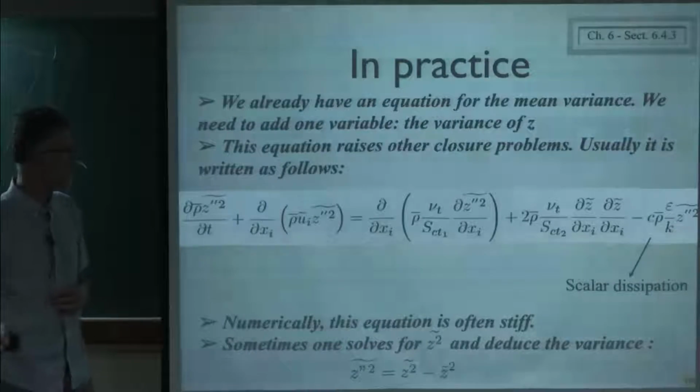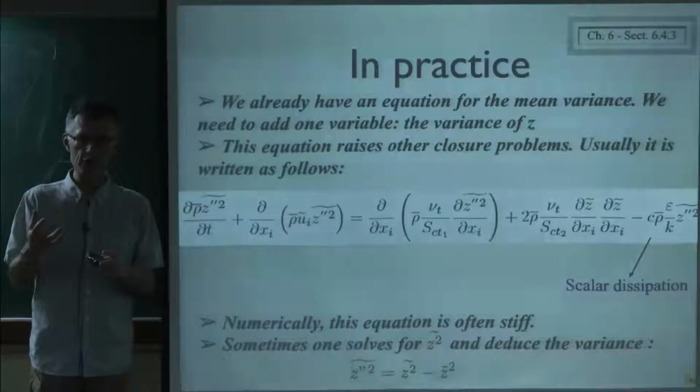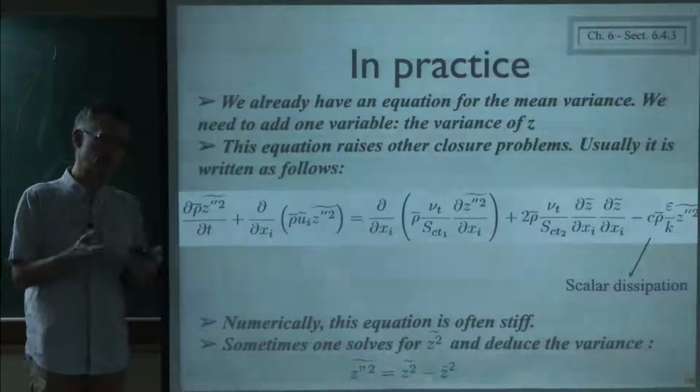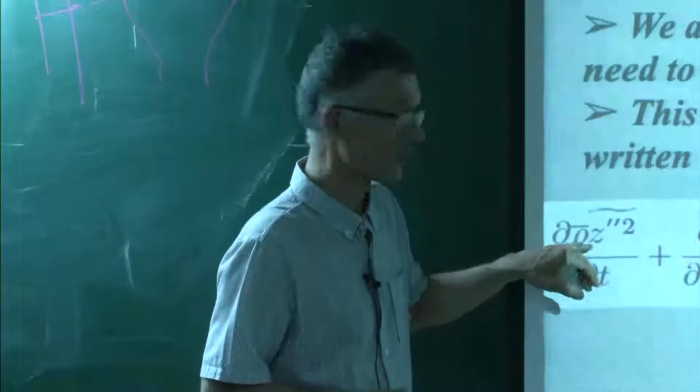Now, how do you get the variance? This is where you have to pay a little bit of attention. For those of you who know the epsilon equation, in the K epsilon equation, the variance is the same, but in the combustion world. So it's an equation which looks like this.